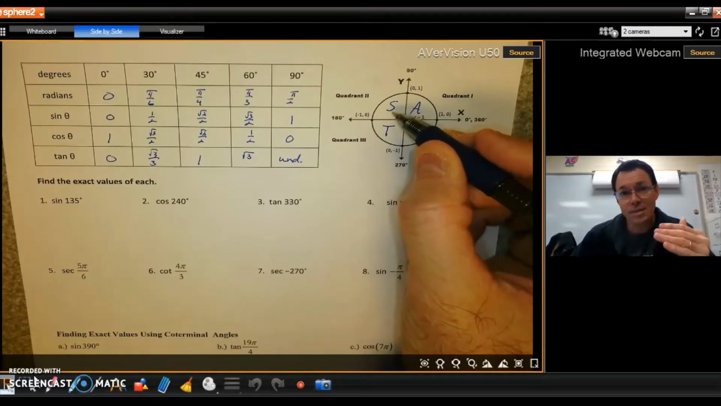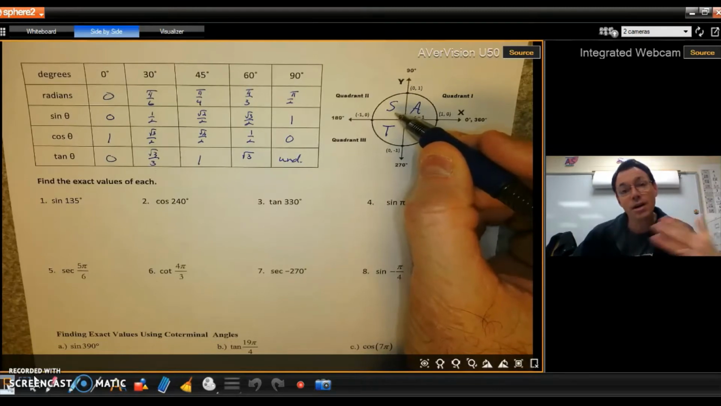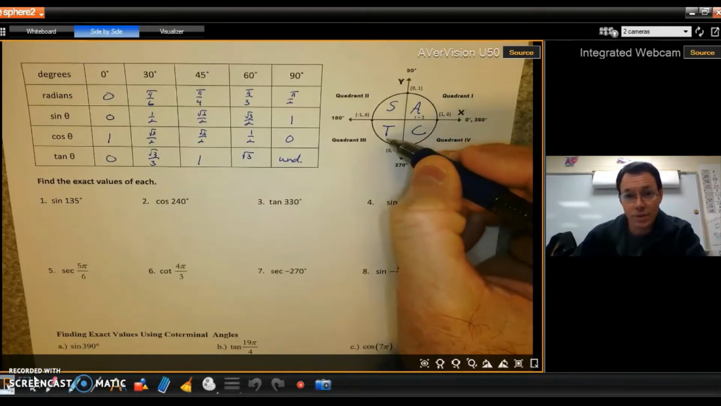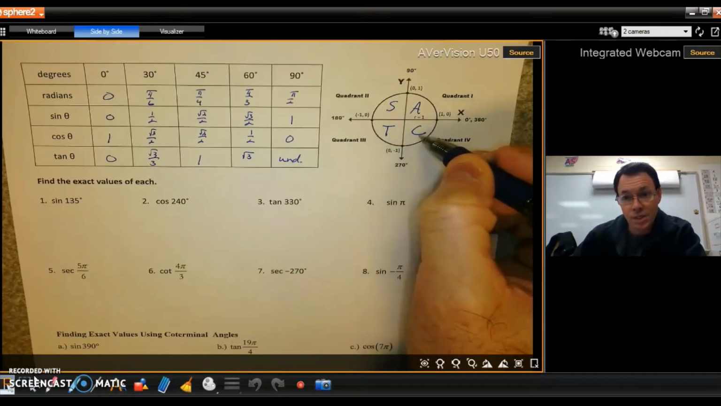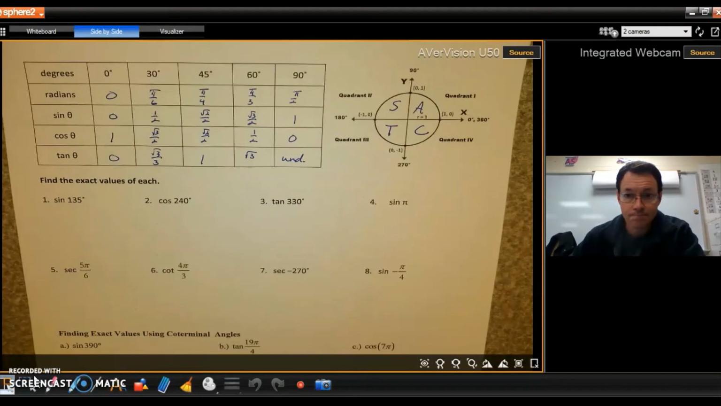If you know sine is positive, then that means the other two, by process of elimination, are negative. This is tangent. That's positive, so the other two are negative. And this is cosine. That's positive, so the other two are the negative ones. That's it. You just got to know where the trig functions are positive or negative based on the quadrant that you're in.